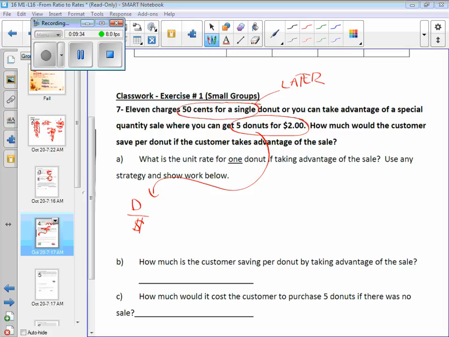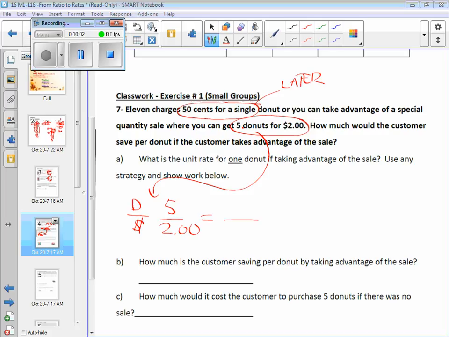John, 5, where do I put it, top or bottom? Yep, 5 is donuts. Therefore, what goes on the bottom? Which is how much? And I'm going to leave it as 2.00 because you're going to see we're going to need those decimals when we do the division.